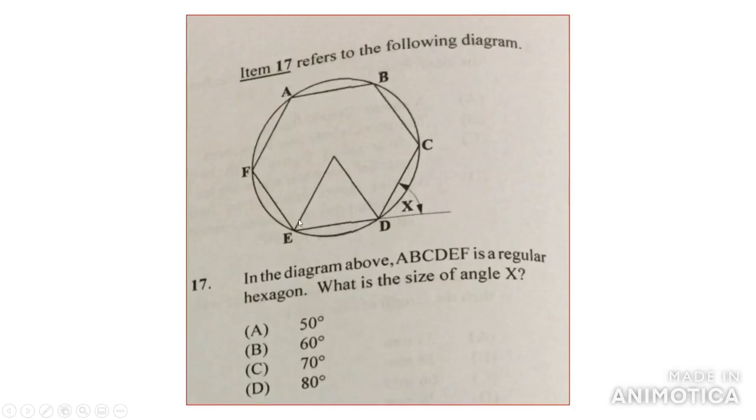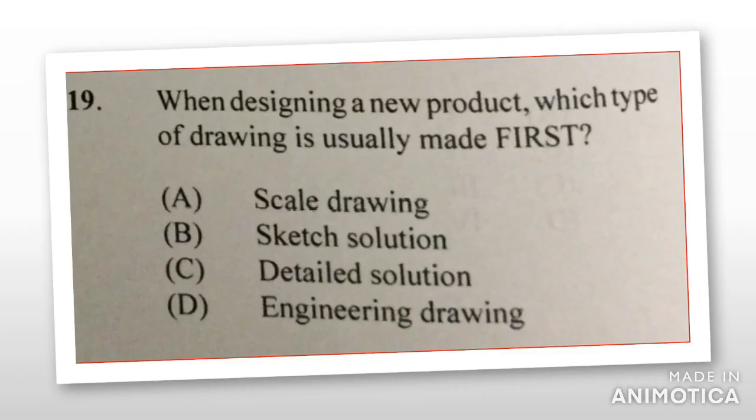Okay, number 3, in the diagram above, A, B, C, D, E, F is a regular hexagon. What is the size of angle X? And angle X would be always 60 degrees, okay? And that's only for a hexagon, a six-sided polygon, okay? When designing a new product, which type of drawing is usually made first?